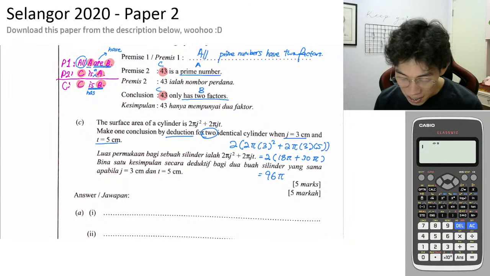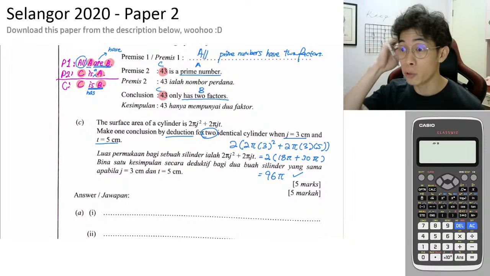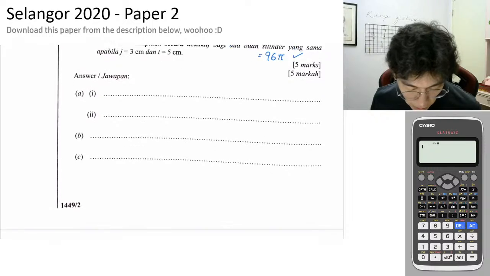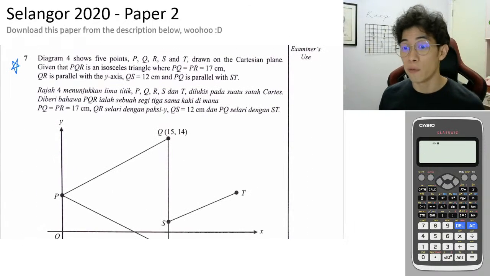Okay, 96 pi is your answer. So that's how you work out the answer. Of course, with the workings, you have to make sure you have it. So everyone, this is your question C, and now question 7. Put a big star here, question 7.